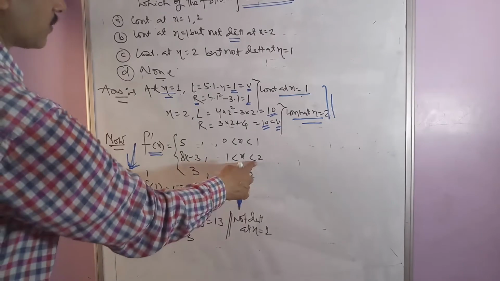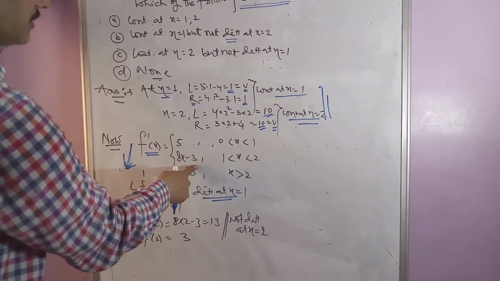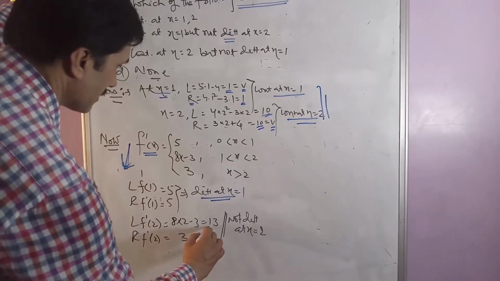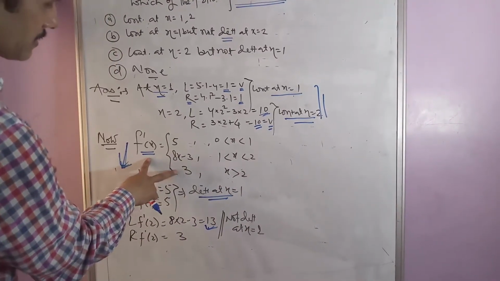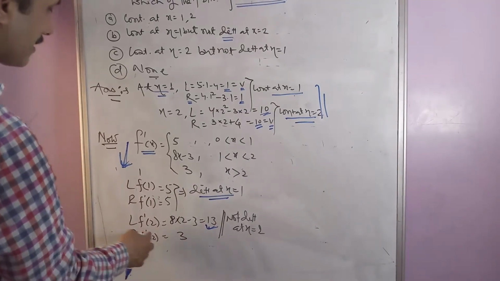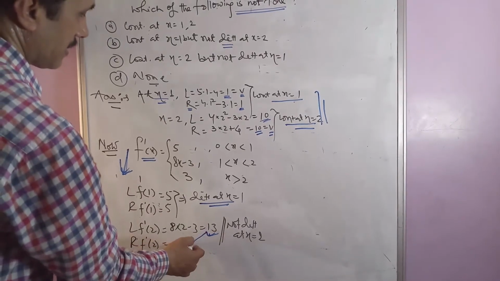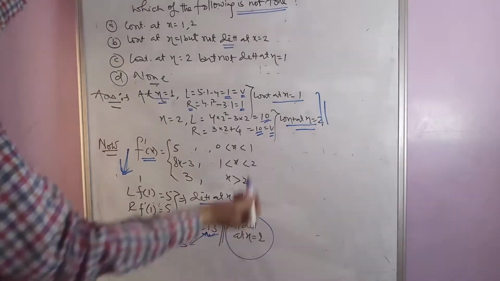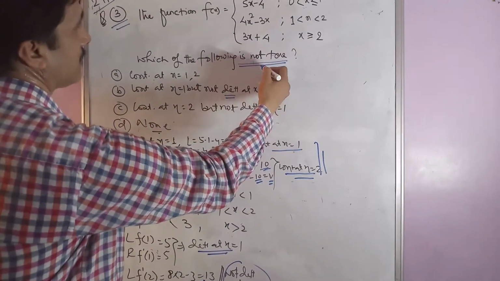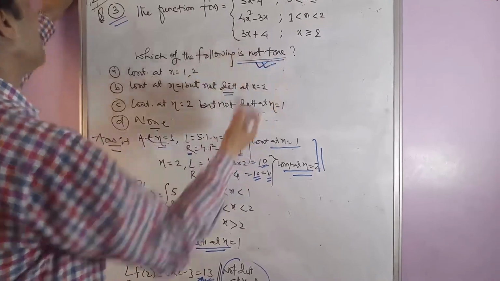Again at 2, the left hand derivative at 2 is 8 into 2 minus 3, 16 minus 3, that is 13, and the right hand derivative at 2 is clearly 3. Here the right hand derivative and left hand derivative are both finite but different, so it is not differentiable at x equal to 2. Here we required which of the following is not true.